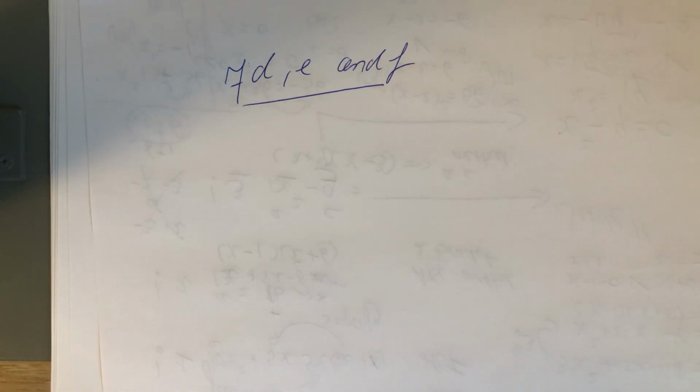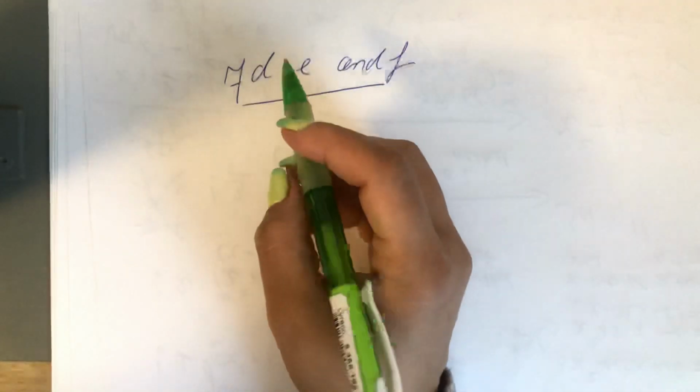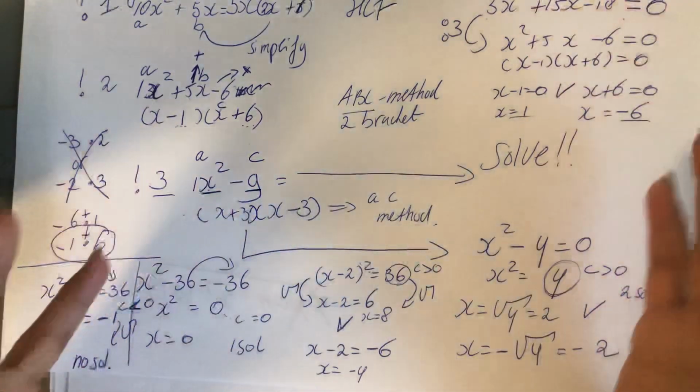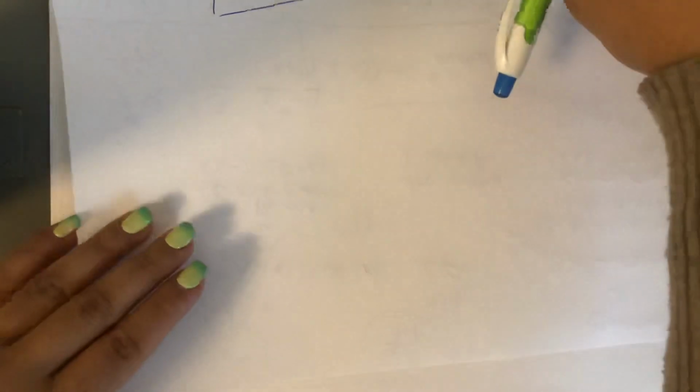Let's go to completing the square. Now, completing the square, besides these methods of factorizing and solving, is another method. Let's say that you have, I have to come up immediately while I'm working with you with an example.